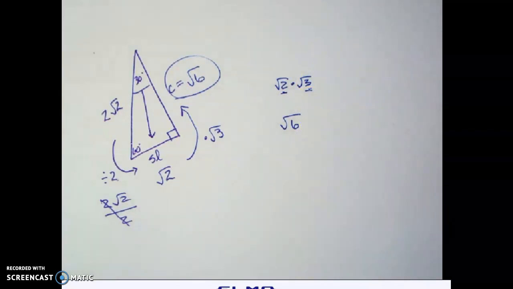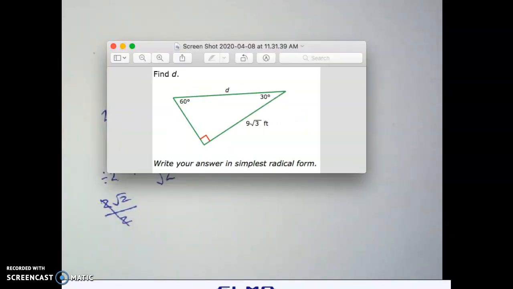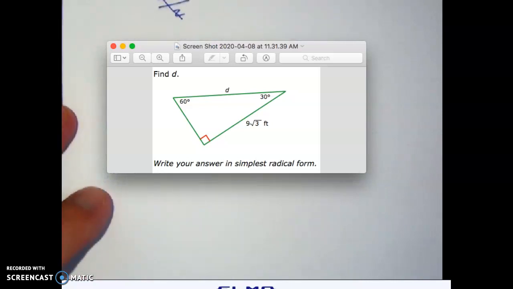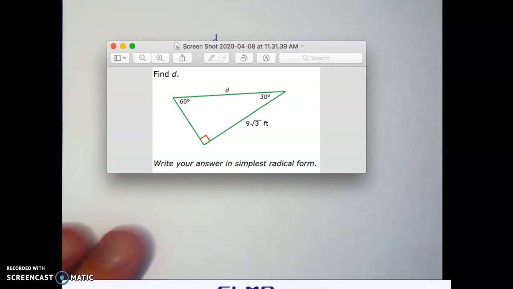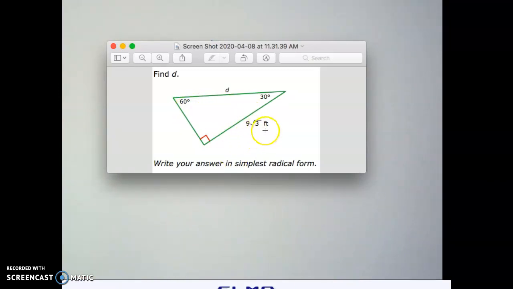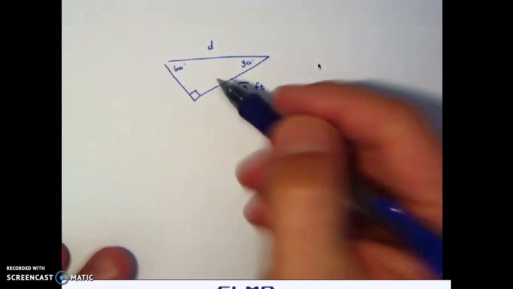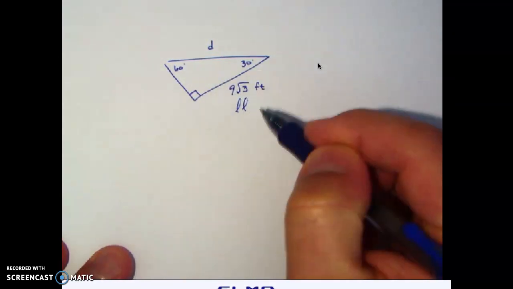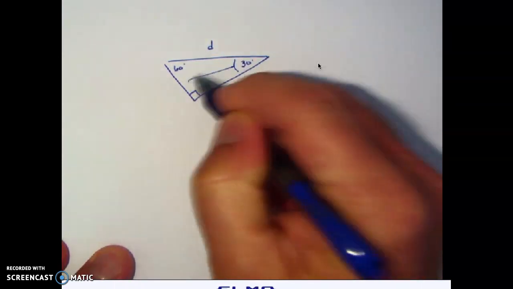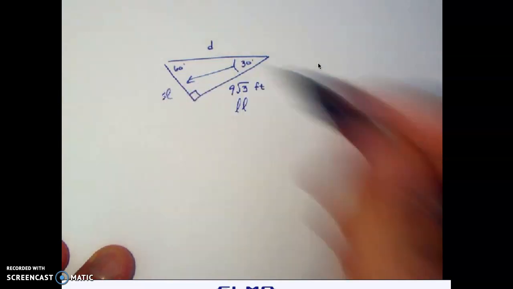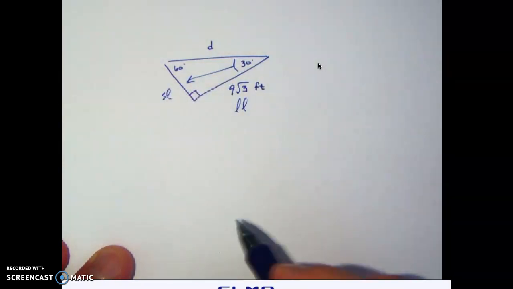In our next example, we are again working with a 30, 60, 90 triangle. In this one, here's my 60, so we're given the long leg, and we're looking for the hypotenuse. All right, so again, if I'm given the long leg, here's my 30, opposite that is our short leg. If I don't have the short leg, then I need to find it.